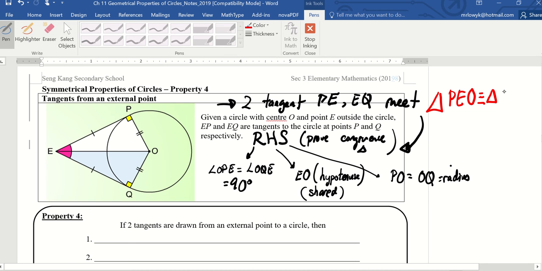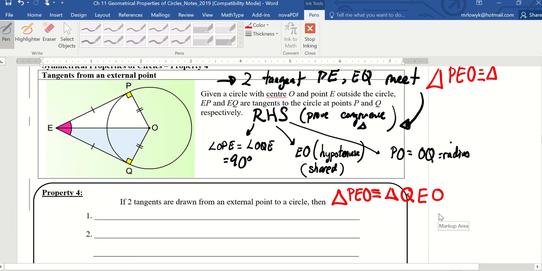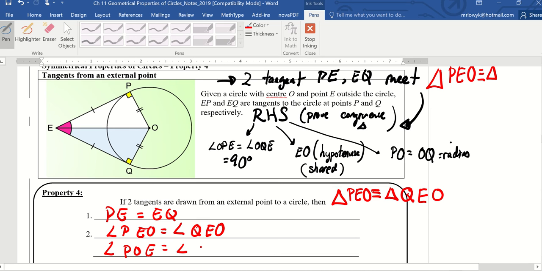Once you write the congruent, then I can leave this one blank already. Because congruent means what? Equal length, equal side, equal angle. So you can straight away tell me, teacher, I know PE must be equal to EQ, right? Because same length ma. I also know angle PEO equals angle QEO, right? Same angle ma. I also know angle POE equals angle QOE, right? Same angle ma. Do you follow? This angle is equal to this angle. This double stroke is equal to this double stroke. I'm trying to illustrate this. Once you have two tangents meeting at a point, then the two triangles are congruent. Is that okay? So this is very useful. I will use this to solve a lot of questions.